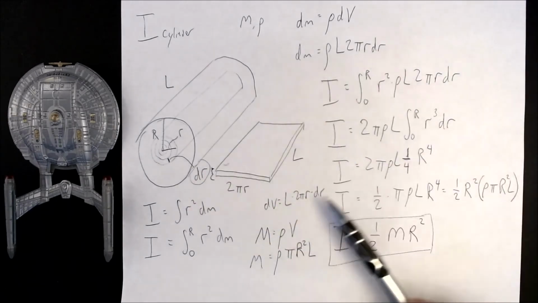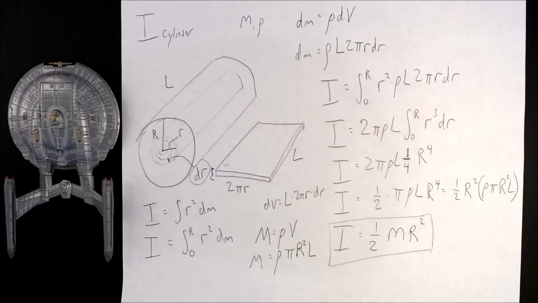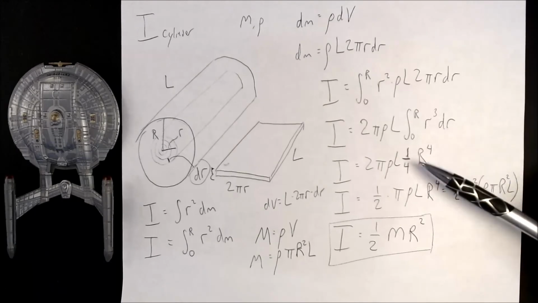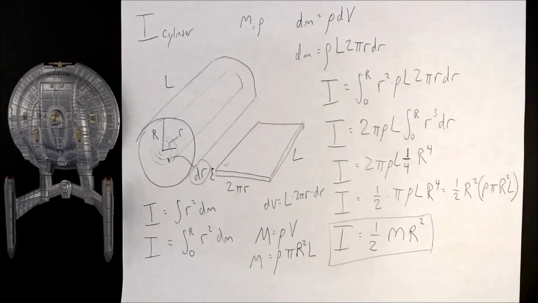If you do this integral on any other kind of shape, you'll generally get the same kind of thing. You'll generally go through the same steps, except that the fraction right here will change depending on the shape. So be on the lookout for that. But that's how you solve for the moment of inertia of an arbitrary object.